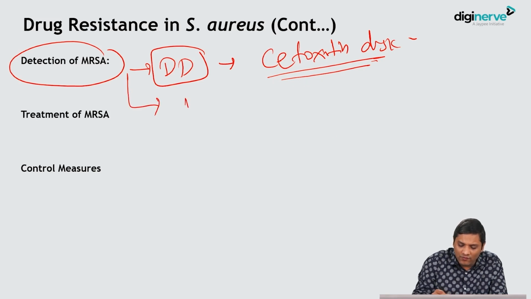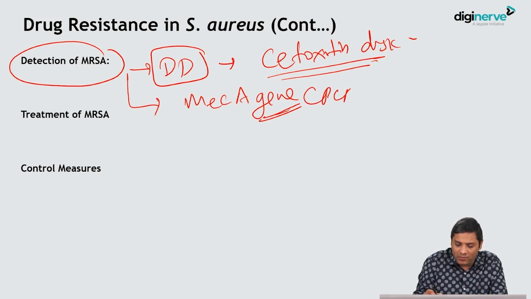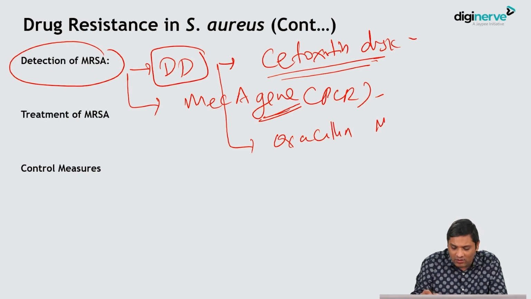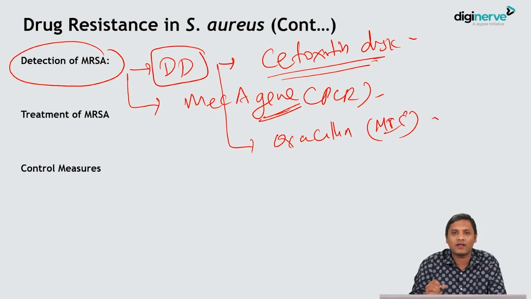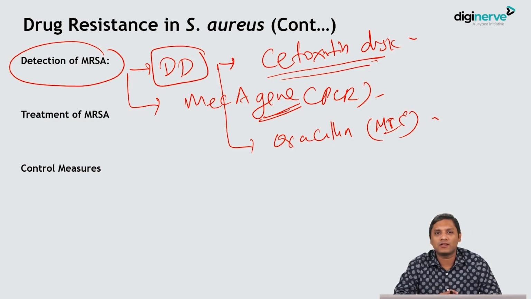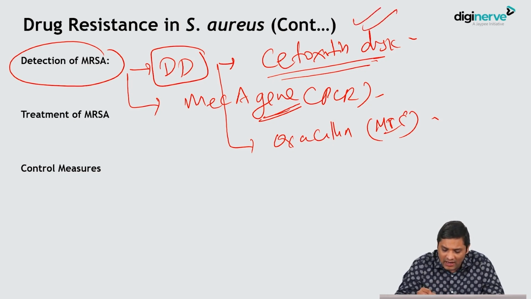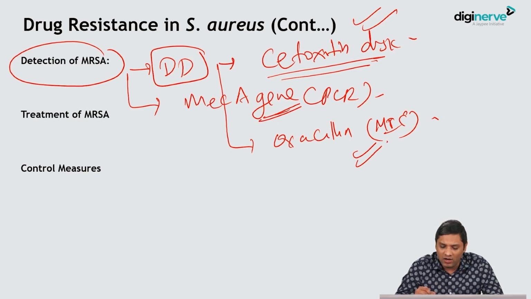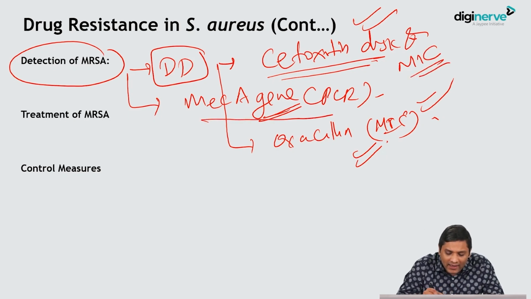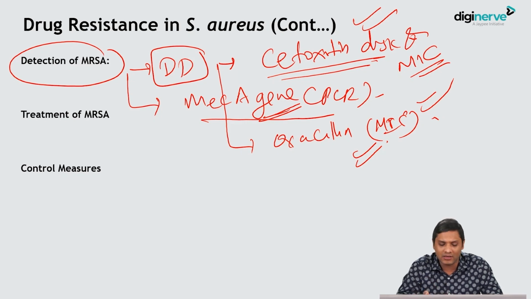This cefoxitin disc is used for detection of MRSA. Other than that, you can also go for mecA gene detection by performing PCR. Oxacillin MIC detection also is one of the antibiotic tests which can be used for MRSA detection. So cefoxitin and oxacillin antibiotics: oxacillin by MIC detection method, cefoxitin by both disc and MIC detection method, or mechanism detection method. So these are the methods to detect MRSA.